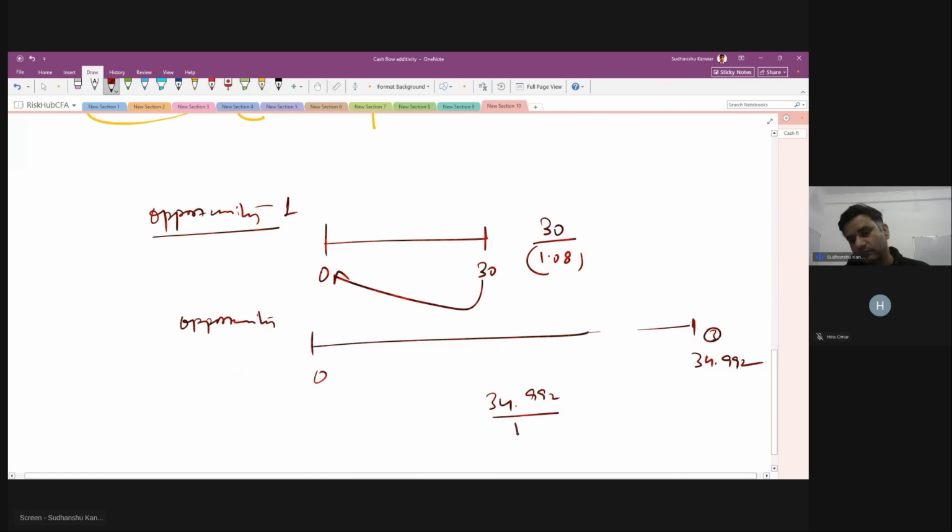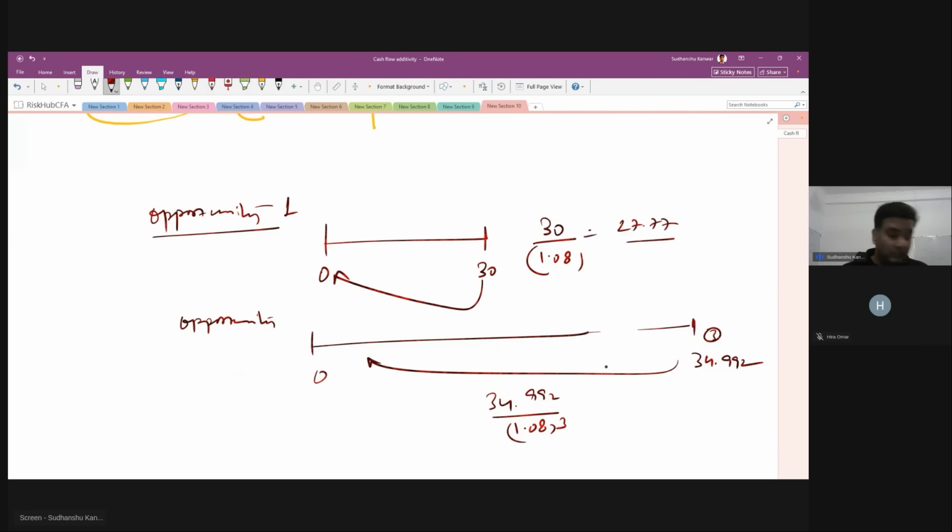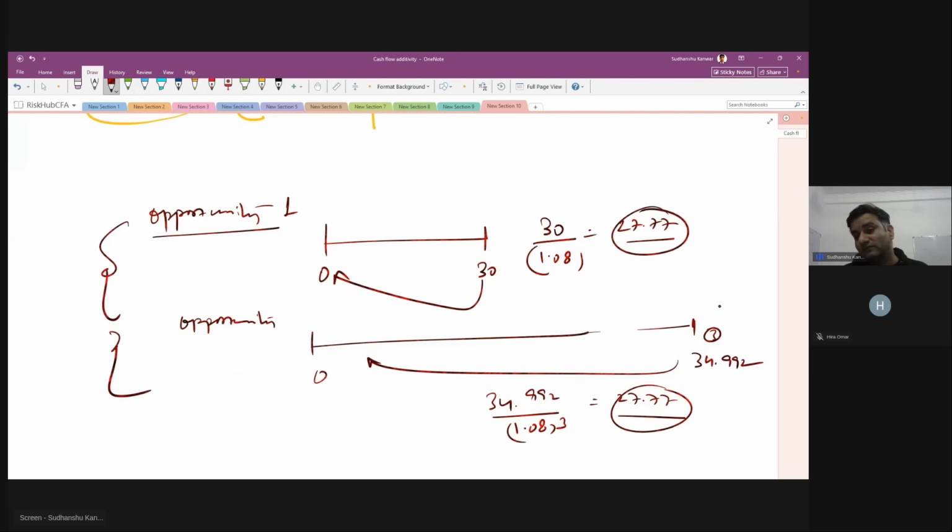34.992 divided by 1.08 cube. So this is the difference between the two, right? Both I solved, I get 27.77 and 27.77, right? So that shows me both are the same. So I have given you this hack also. This is the easier way to calculate, guys.